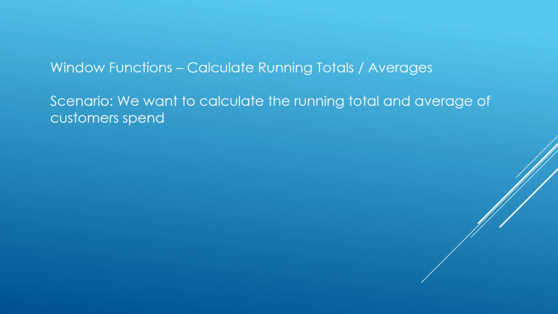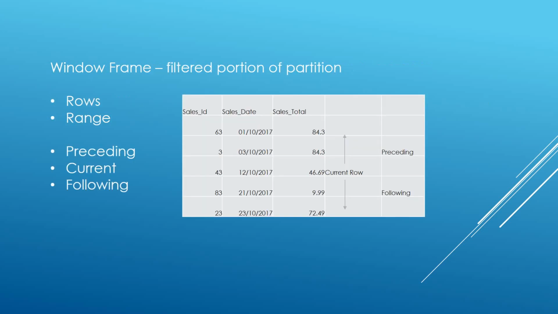So what we're going to be going through in this video is we want to calculate the running total and average of customers' spend. So let's start off by understanding first of all exactly what a window frame is. We've seen in previous videos where we've been looking at window functions, partitioning the data, so we understand that we can effectively divide our data into partitions. That may be different customers, maybe dates. We can create partitions on anything we like. Now, a window frame is a filtered portion of each partition.